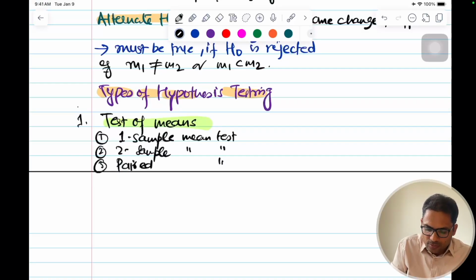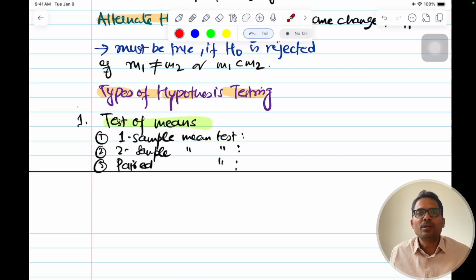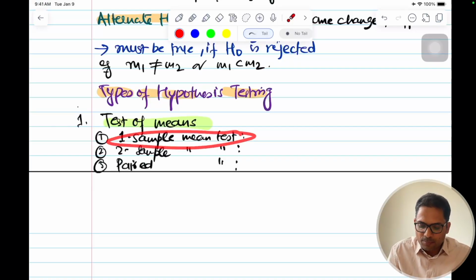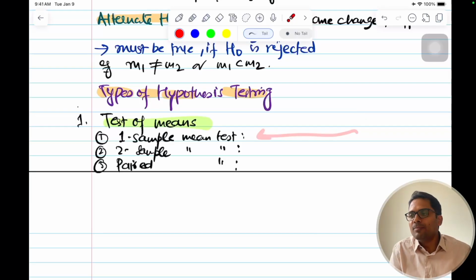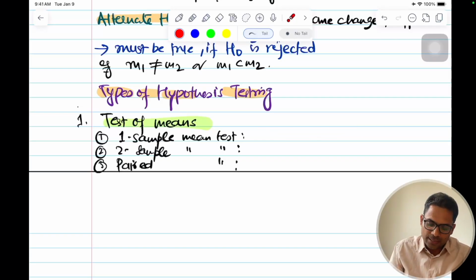I'll tell you what all of them mean. One sample means I have one set of sample, and generally we compare it against the known population mean. So I have a sample and I compute a mean of that, and I have a known population mean. So I compare the sample mean to the known population mean. So that's where it is one sample.